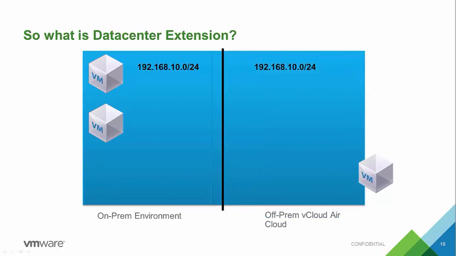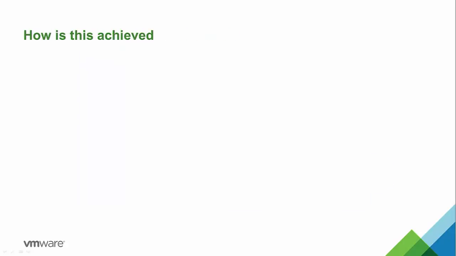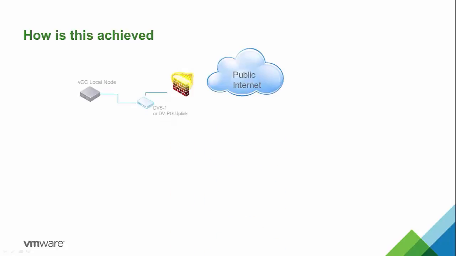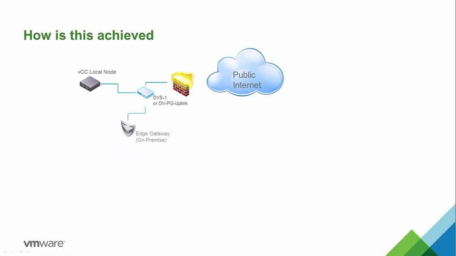This allows companies to burst to a cloud platform at times of high usage with minimal disruption and time spent. So how is this achieved? It is achieved by means of a secure layer 2 SSL connection made between an on-prem vShield Edge and a vCloud Air vShield Edge.